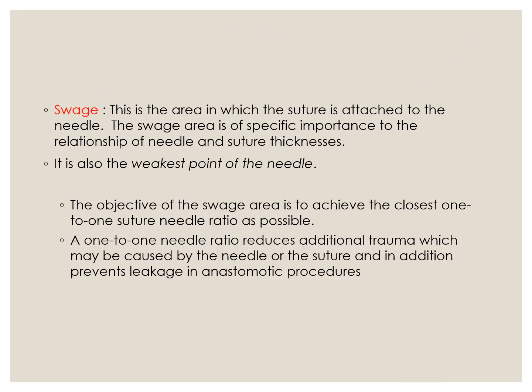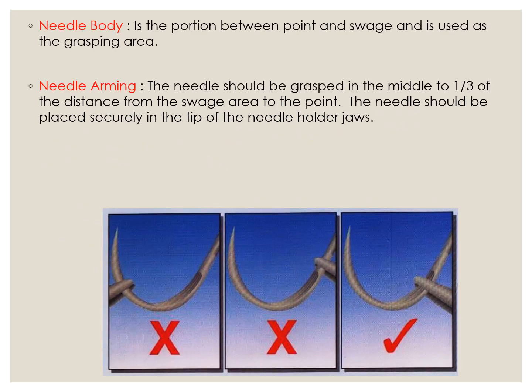Now swag. This is the area in which the suture is attached to the needle. The swag area is of specific importance to the relationship of needle and suture thickness. It is also the weakest point of the needle. The objective of the swag area is to achieve the closest 1:1 suture to needle ratio as possible. A 1:1 ratio reduces the additional trauma which may be caused by the needle or the suture, and in addition prevents leakage in anastomotic procedures.